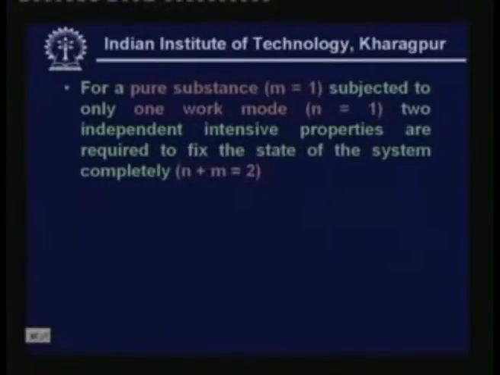Let us apply this state postulate to what is known as a simple system. Now, what do you mean by simple system? Let us take a single pure substance. So, m is equal to 1, and it is subject to, let us say, only one work mode, that means n is equal to 1. So, how many degrees of freedom are there? m plus n is 2. So, you have to specify 2 intensive properties to uniquely fix the state of this particular system. Such a system is called a simple system, and an example of a simple system is a pure gas or vapor under compression or expansion inside a piston cylinder, and here the work mode is moving system boundary work.